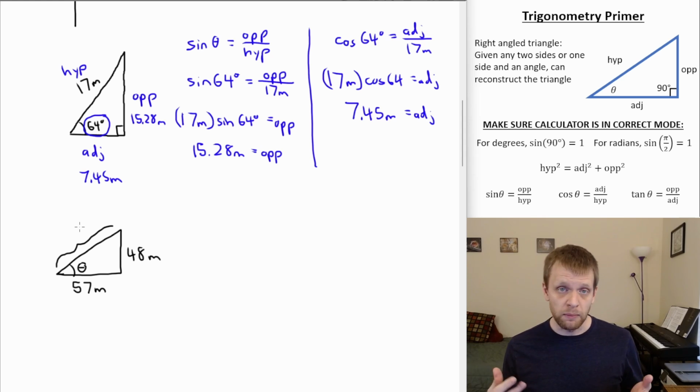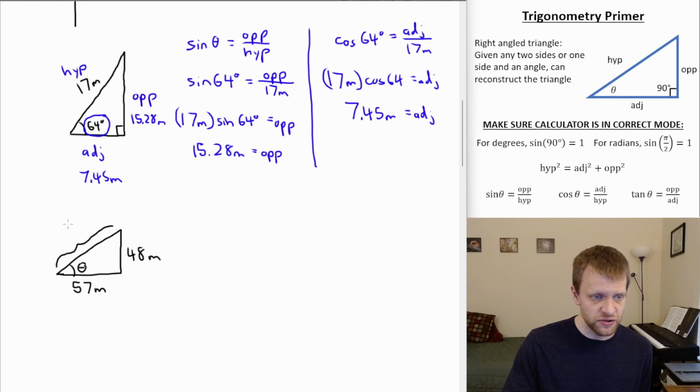Once again, we should label each of the sides of this triangle, so we have our hypotenuse. If this is the angle that we're going to be interested in, then the side on the far side is our opposite side. And we have the adjacent side.